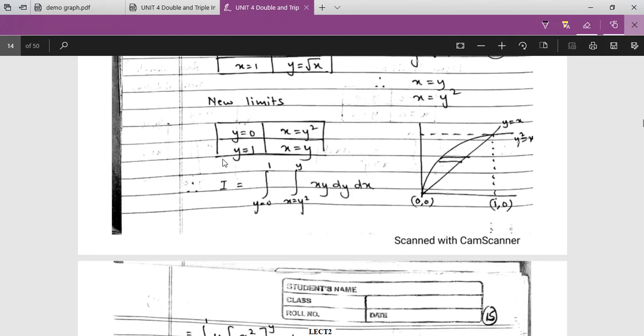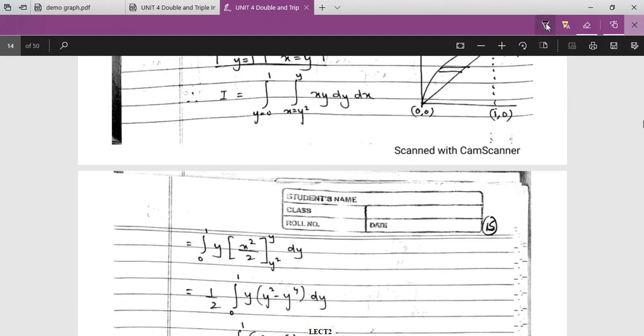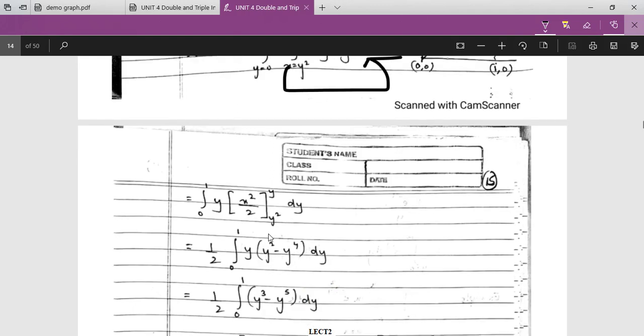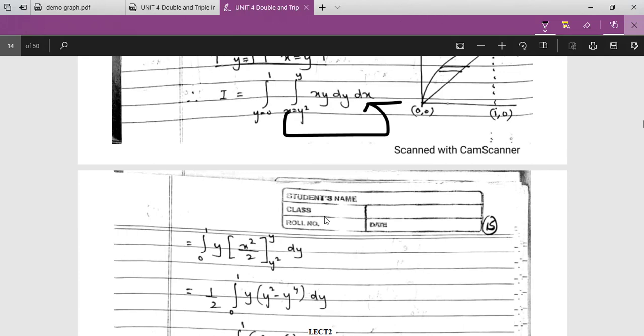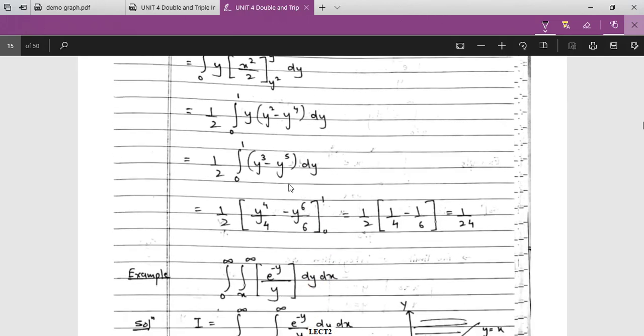Now you have changed the limit, therefore the new integral will be I is equal to the integral from y equal to 0 to 1 and x equal to y square to y. It is not y to y square, it is y square to y, because I am taking this particular value, right? So xy dy dx, and here it will be evaluated with respect to dx first. So the integral of x, with y constant, is x square divided by 2 over the limits y square to y, dy. So this is y in the bracket, y square minus y to the fourth, again integrating it with respect to y from 0 to 1, dy. Finally, after evaluating, you get 1 by 24.